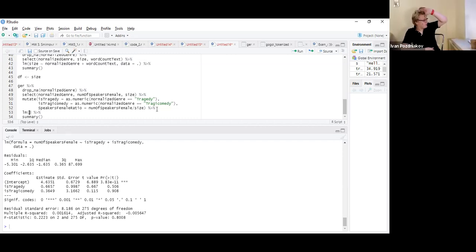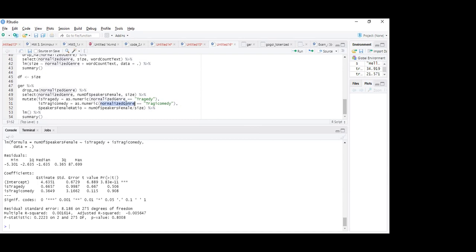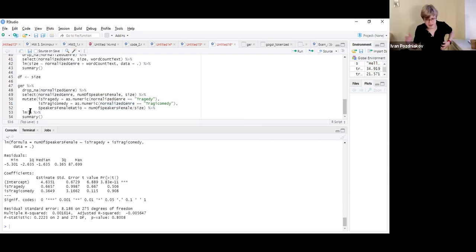For the task, we needed to use normalized genre as a predictor. You can manually divide it into is tragedy and is tragic comedy, but I showed it to you just for better understanding of what's going on inside the lm function. So you don't need to manually create is tragedy and is tragic comedy. You can use normalized genre as a predictor, and it will create dummy variables automatically inside the lm function, so you don't need to create a tragic comedy variable by yourself.